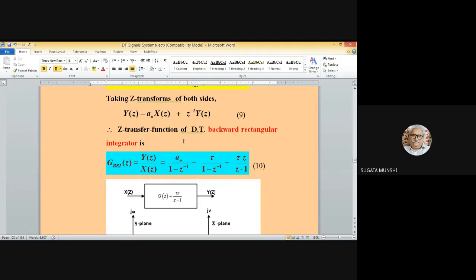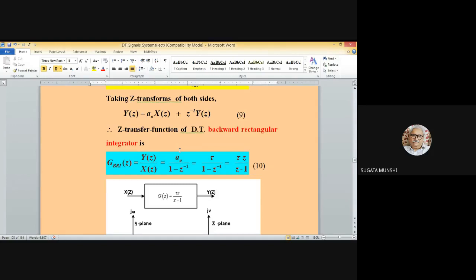So this integrator is called backward rectangular integrator. There is another variant of rectangular integration that I'll consider just after this one. So the transfer function for this so-called backward rectangular integrator is as indicated there, Y(z) by X(z), which is a0 divided by 1 minus z to the power minus 1. That means tau divided by 1 minus z to the power minus 1.